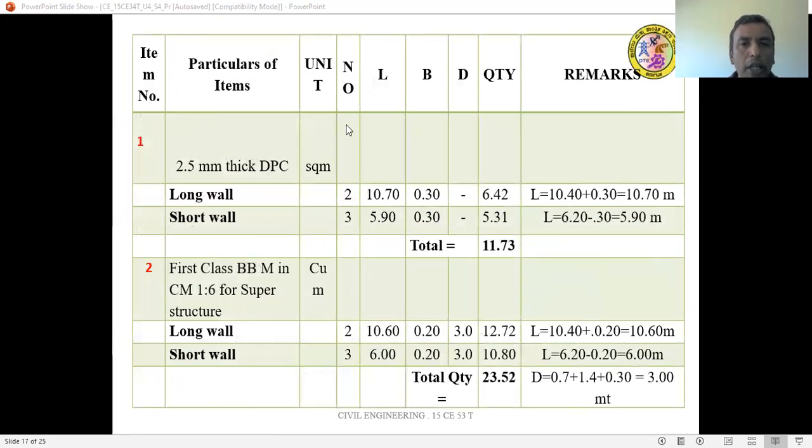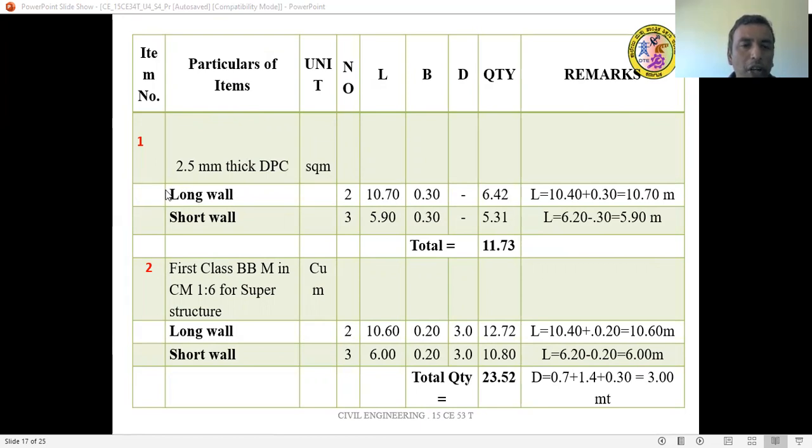This is the tabular column, the detailed estimate tabular column. Whatever quantity I have already calculated above, you just have to fill in these columns. This tabular column shows the item number, particulars of item, unit, number, length, breadth in meter, depth in meter, quantity and remarks. First you have to write item number 1, 2.5 centimeter thick DPC, the unit of DPC is square meter.